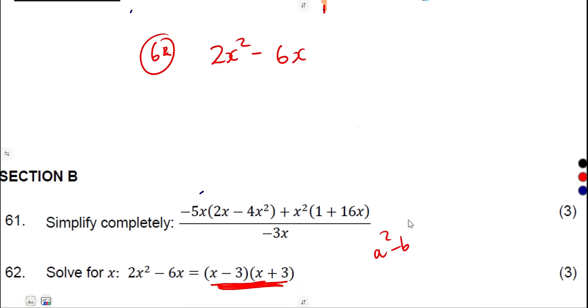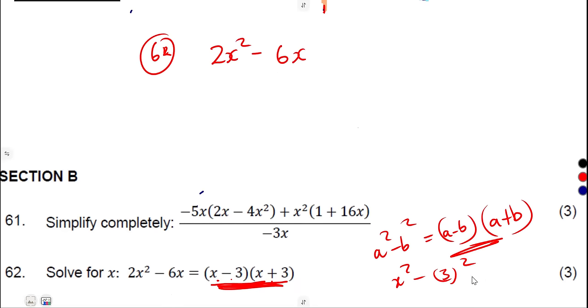A squared minus b squared, remember, is what? A minus b into a plus b. So here, x minus 3 times x plus 3 was taken from x squared minus 3 squared, which is x squared minus 9. So it is equal to x squared minus 9, or you expand as usual. You're still going to get the same thing on your expansion.